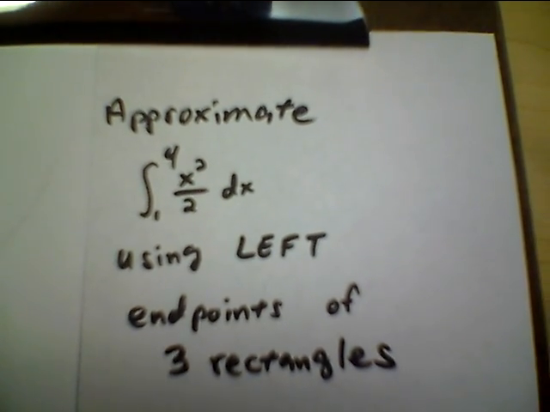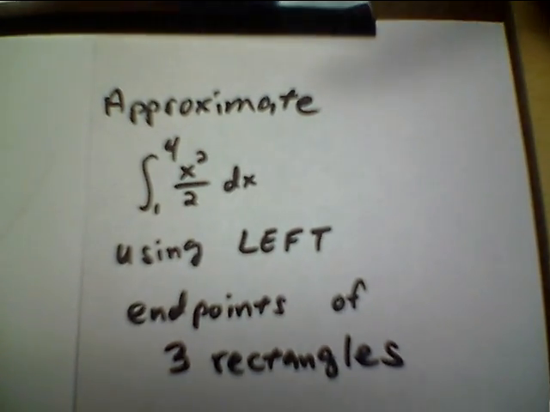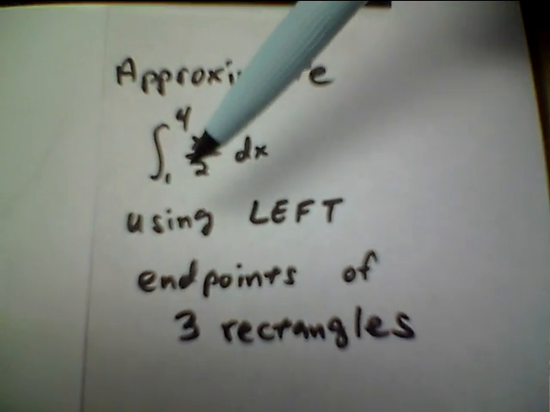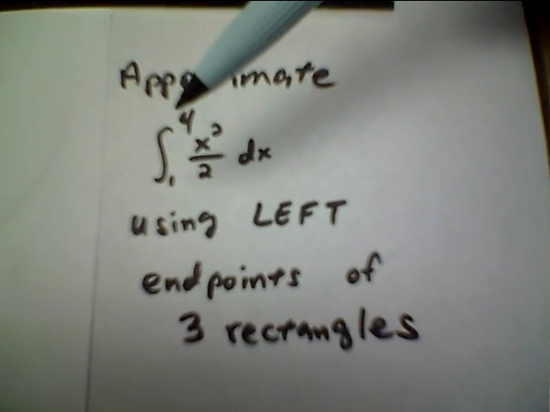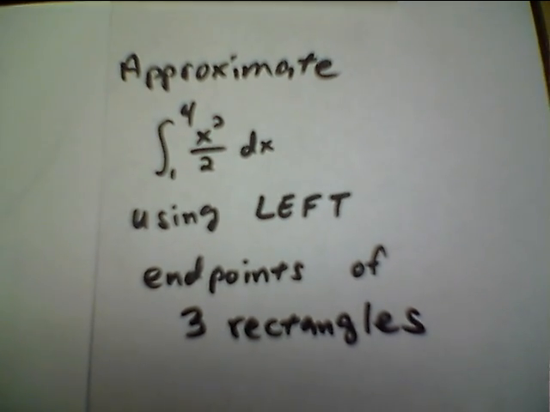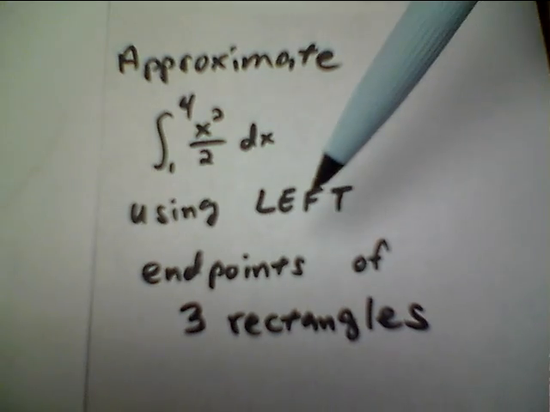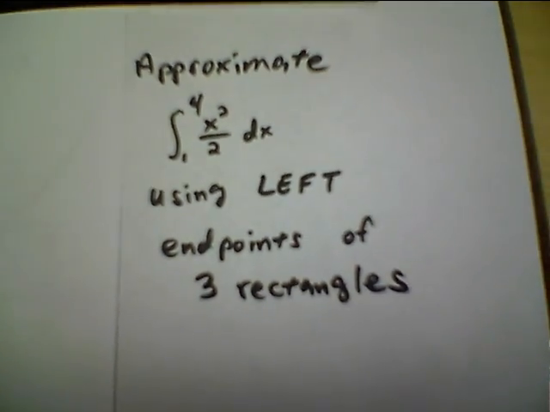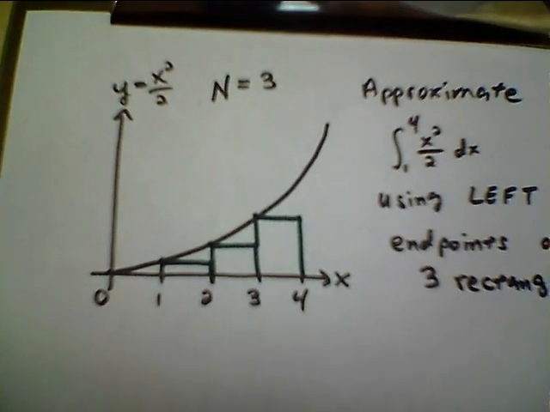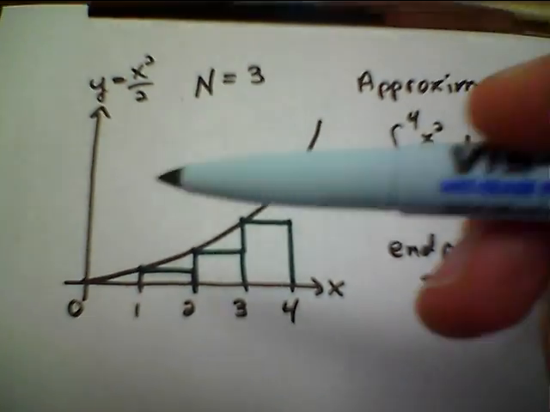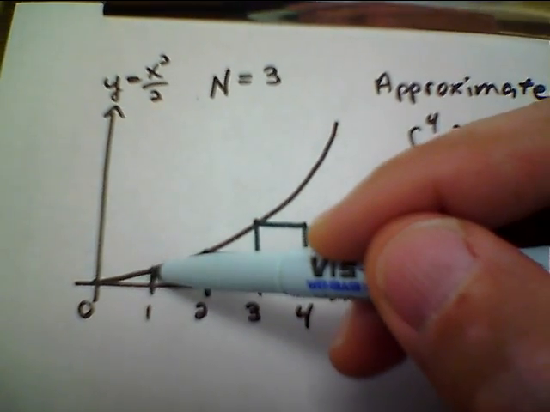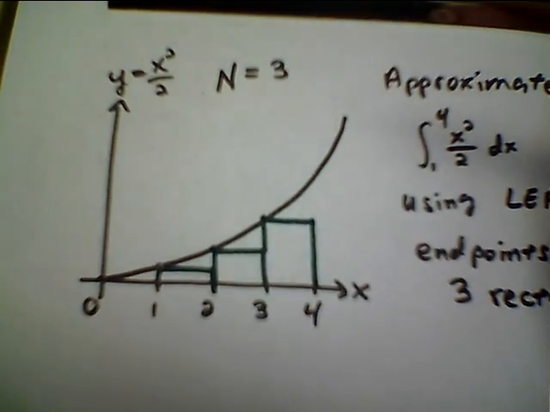Hello, calculus students. In this example, I'm going to approximate the area under the curve x squared over 2 over the interval from 1 to 4. The area under the curve is given by this expression, and I'm going to approximate that area using the left endpoints of 3 rectangles. So the figure looks like this. Since I'm using left endpoints, I start here from 1, and that would be my first endpoint.